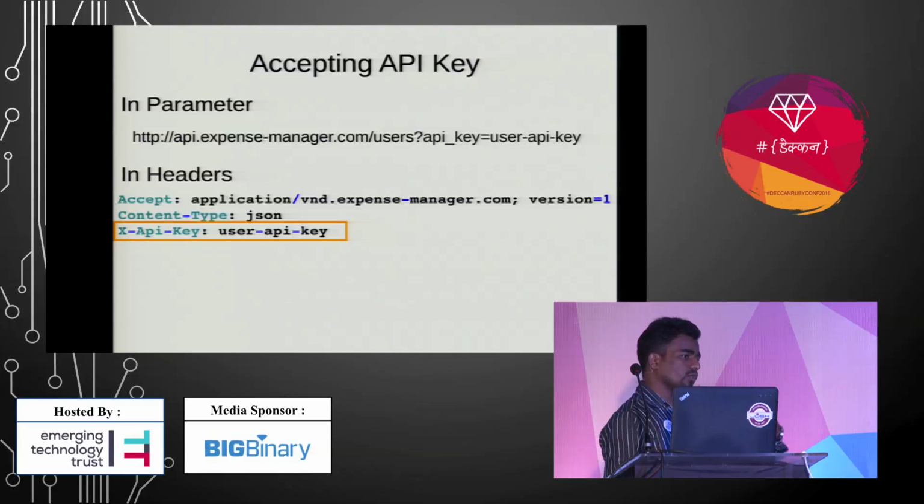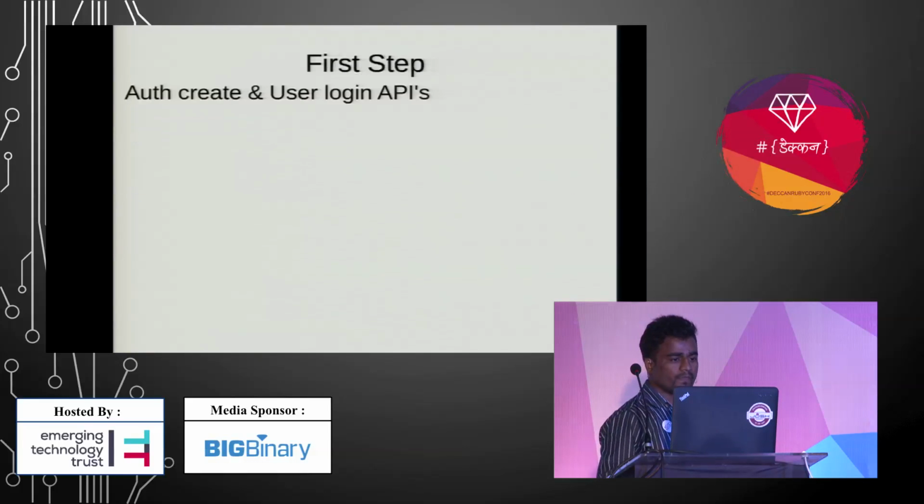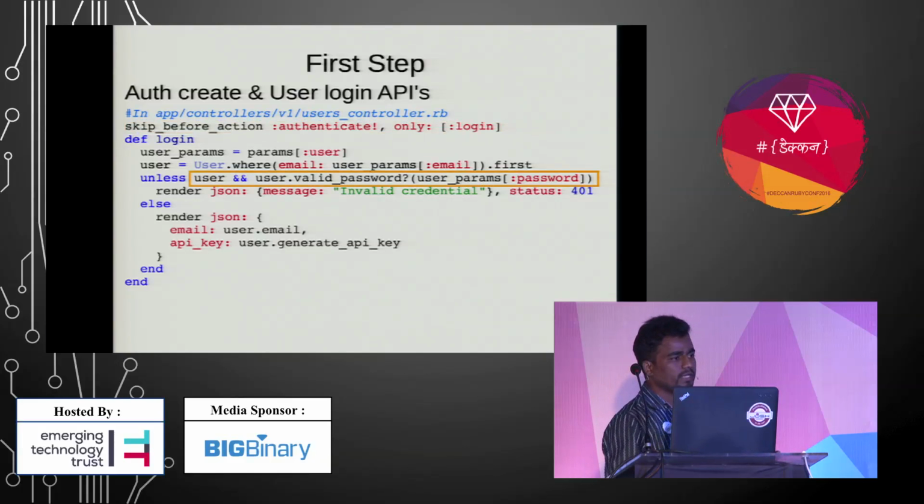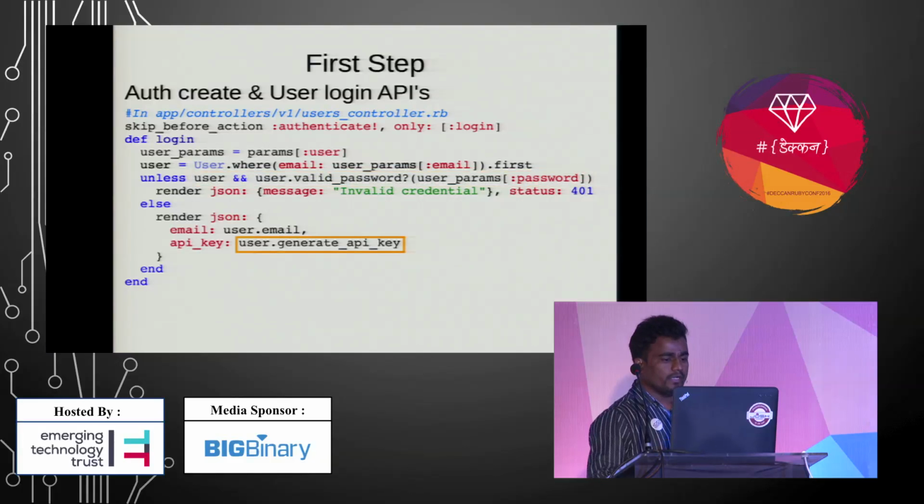Now you want to authorize your user request using the API key. So let's see. Before authorizing your request, you have to provide an auth create or a user login API, so you can get that encoded API key in the response. Here I have created a sample login API, which is keeping authentication and just checking the user email and password and returning an encoded API key in the response.